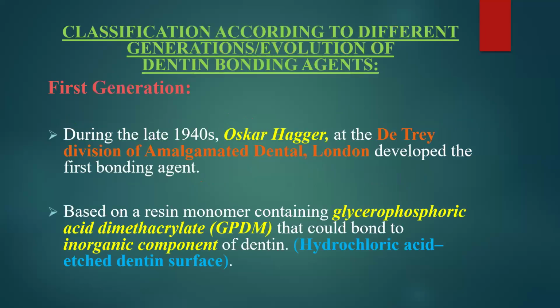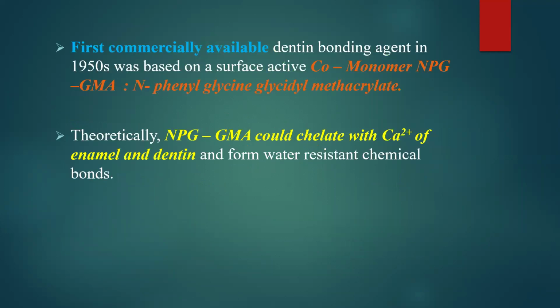The first classification, the first generation. During the late 1940s, Oscar Hager at the D3 division of Amalgamated Dentin, London, developed the first bonding agent based on a resin monomer which contained glycerophosphoric acid dimethacrylate, otherwise known as GPDM, that could bond to the inorganic component of the dentin, and there should be an etched dentin surface by hydrochloric acid. The first commercially available dentin bonding agent in 1950 was based on a surface-active co-monomer which was known as NPG-GMA, or N-phenyl glycine glycidyl dimethacrylate.